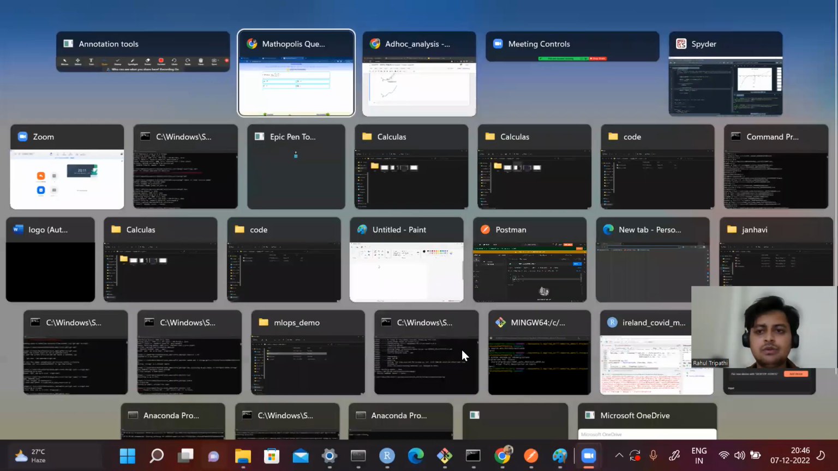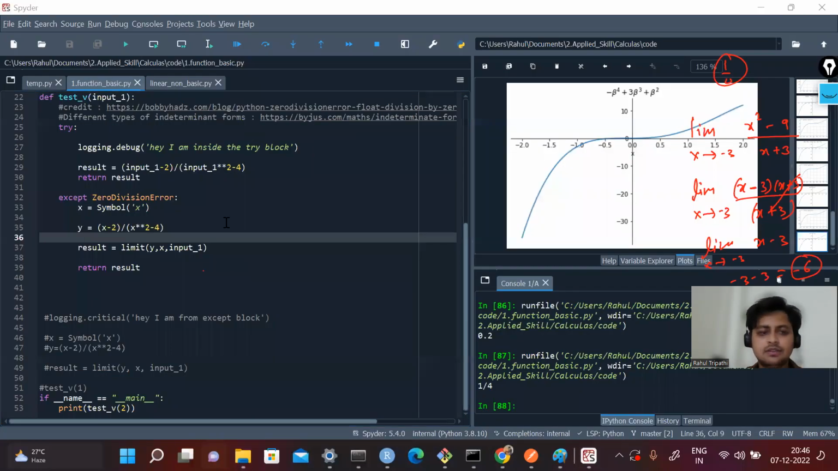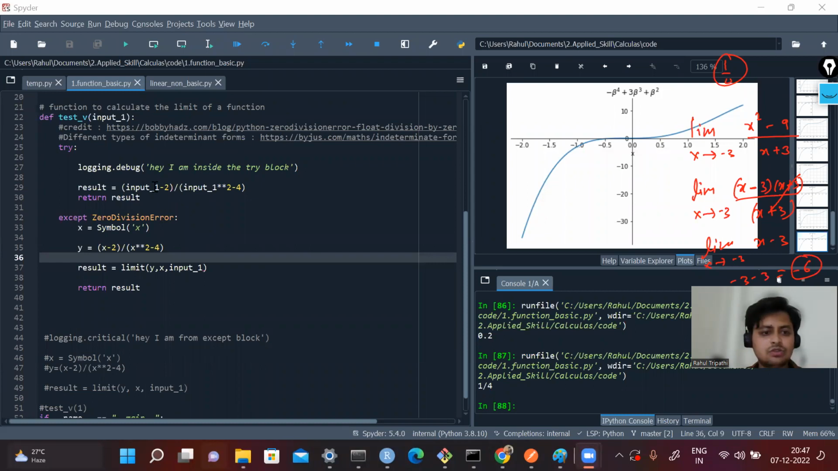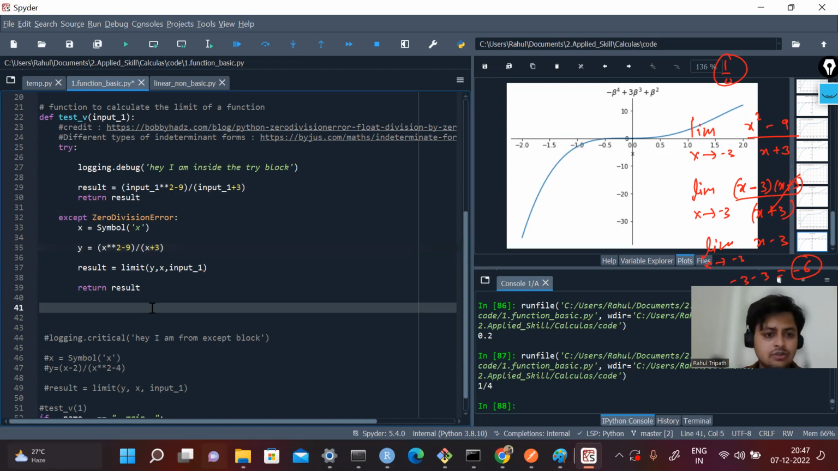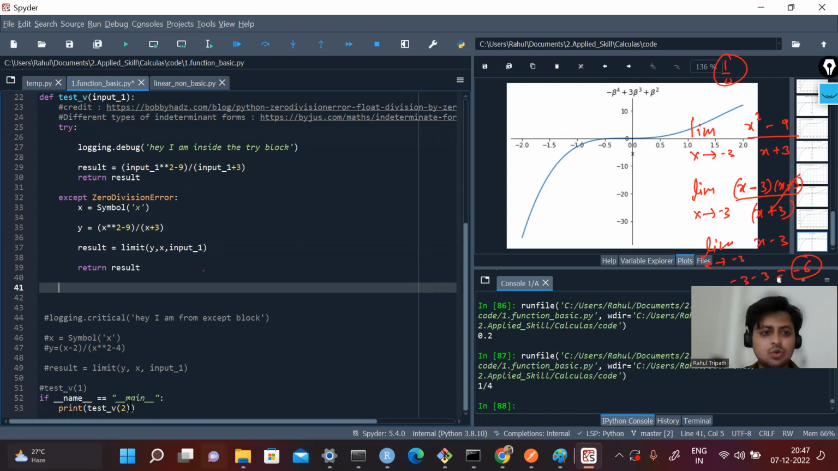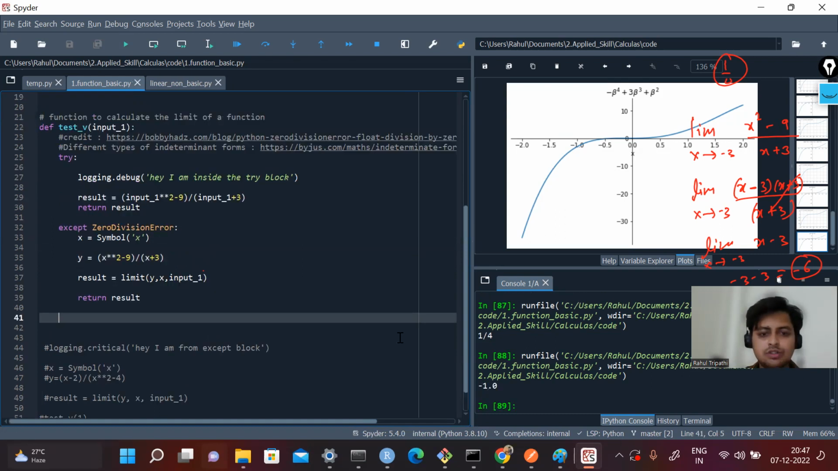We will also quickly implement this function in Python so you get a better idea. This is x square minus 9, so input square minus 9 divided by input plus 3, and then we do x plus 3. Let's test it. We are testing at point 2 first. This output comes from the try block, not from the except block.